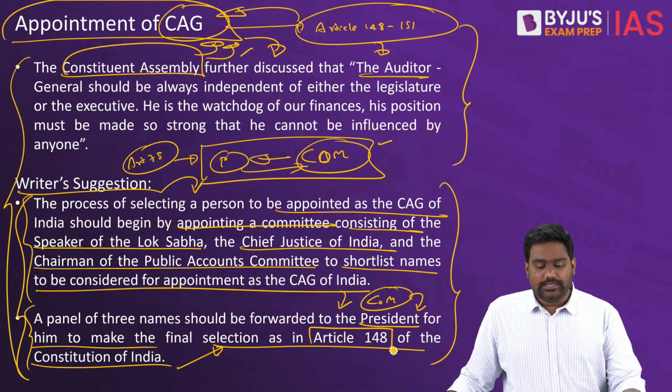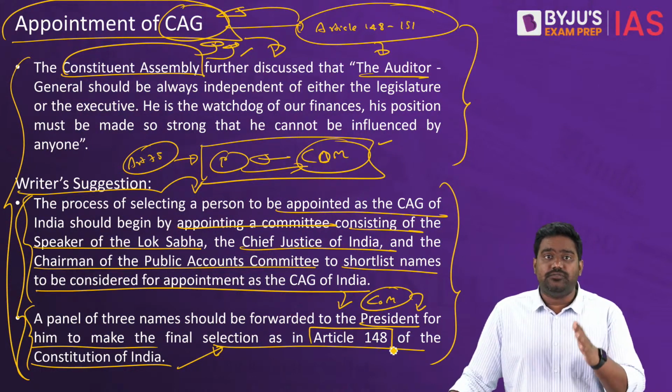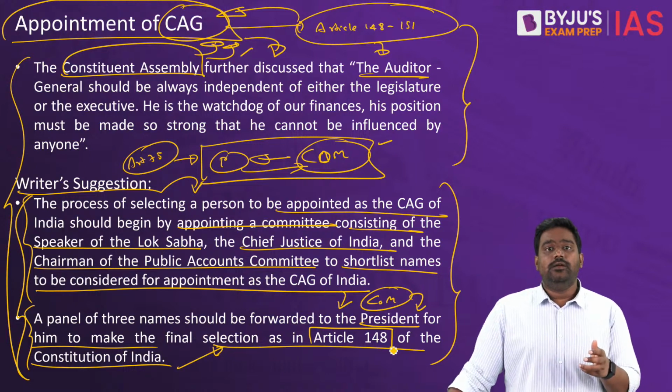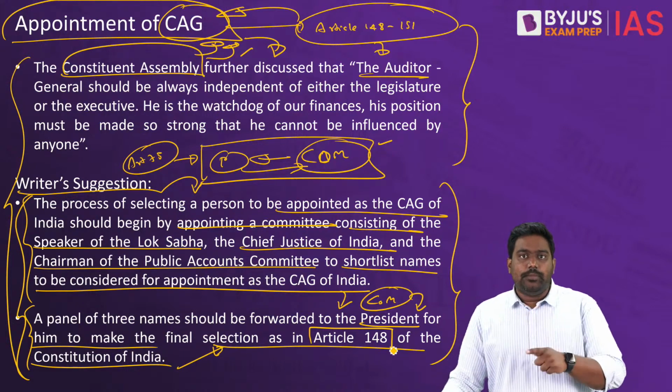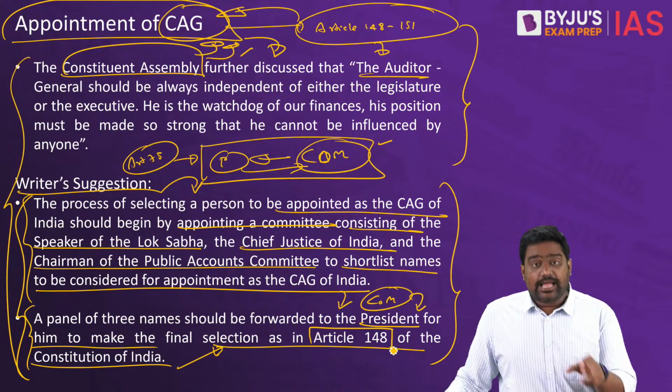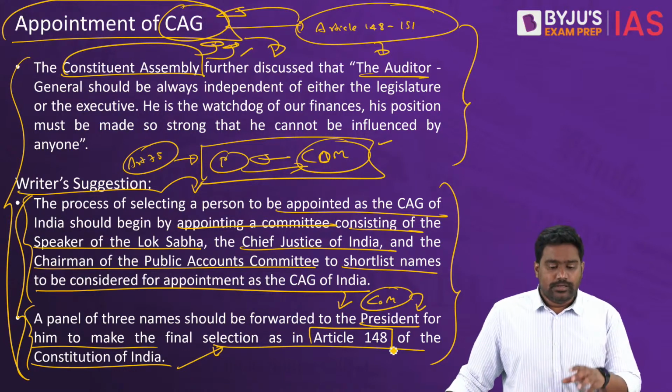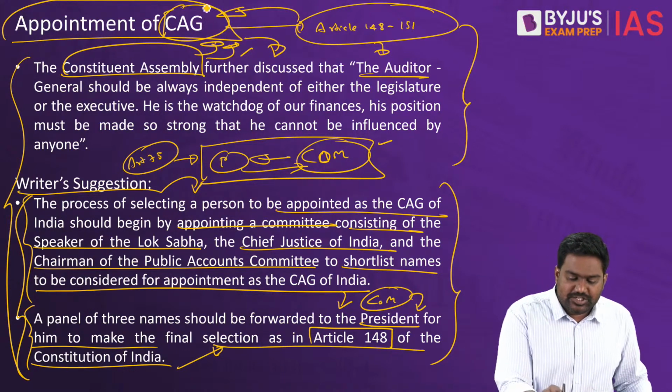According to the writer, this will protect the independence and autonomy of the CAG, as the CAG is critical for ensuring the integrity of public finances. As the CAG audits the finances of the government, it's very essential to protect its independence and autonomy.